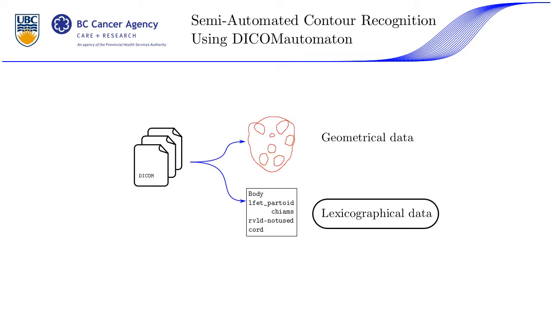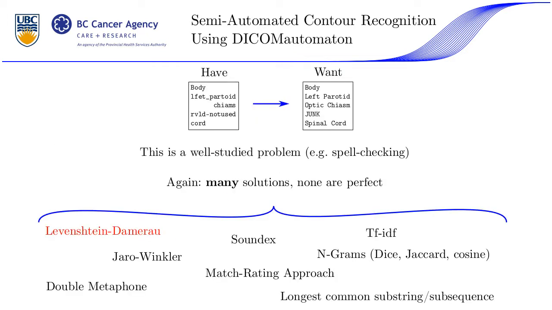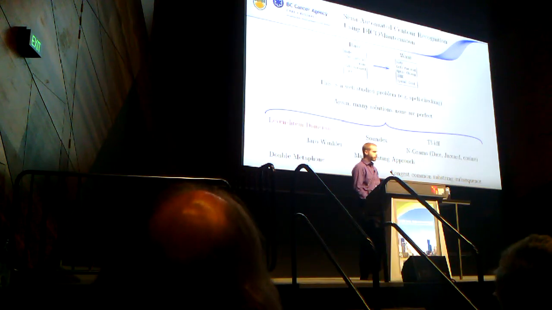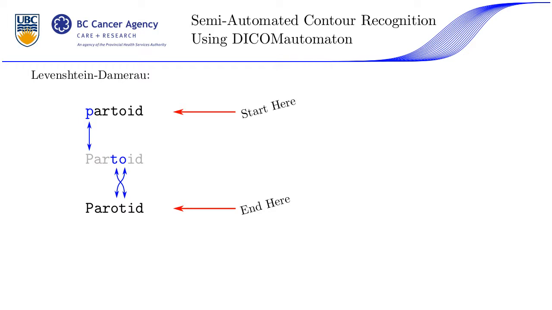Onto the lexicographical. Again, we've got spelling mistakes, shortcuts, nicknames. What we want is nicely differentiated labels. This is a solved problem. Spell checkers do this. Google probably automatically corrects spelling mistakes in searches, so it's a well-studied problem. We'll talk about Levenshtein-Damerau distance. So how does this work?